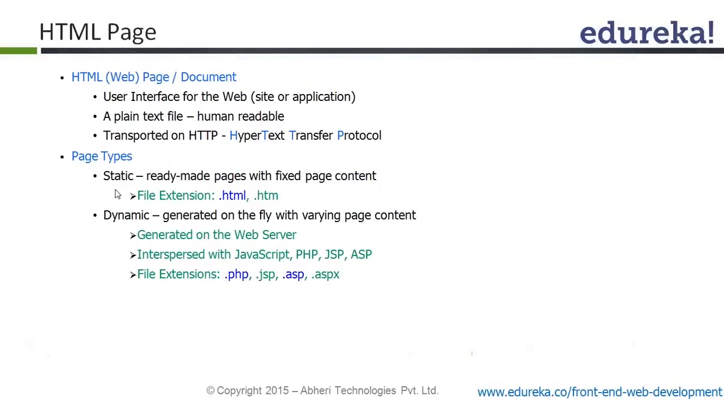An HTML page can be of two types. One is the static type. Static means the content of this web page does not change. Whether it is sent to 1 user or 100 users or 1000 users, the content remains the same across all the users. That's what we mean by static pages. They are ready-made pages with some fixed content. Generally, these static web pages are created using .html or .htm. In olden days, people used .htm, but a better way is .html.